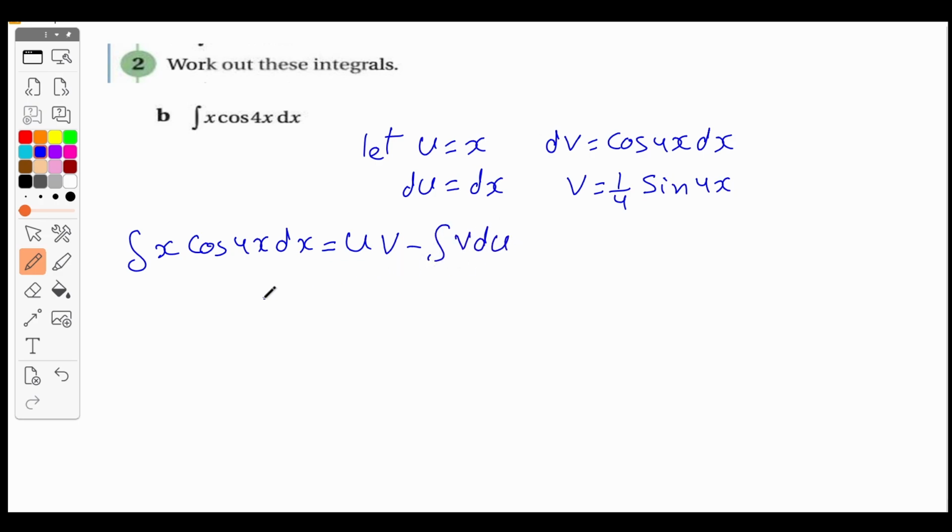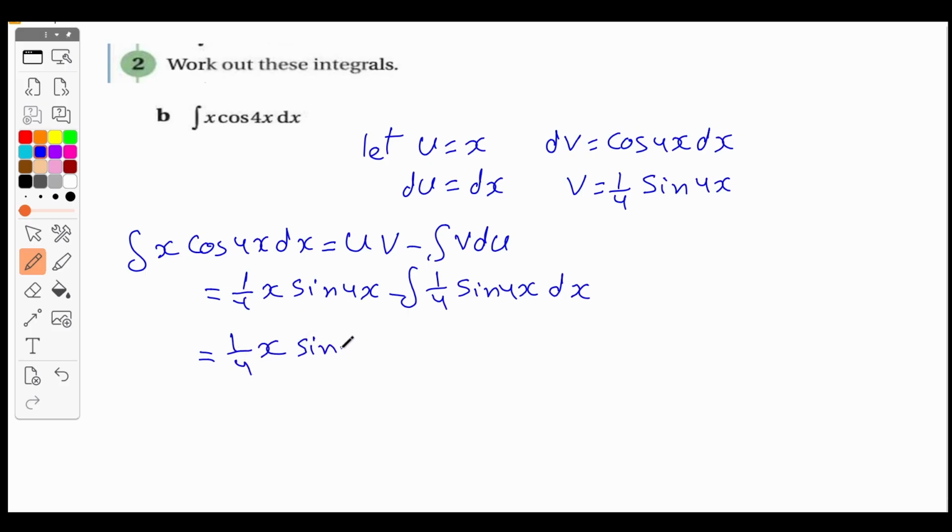Now the integral of x cosine 4x dx equals uv minus the integral of v du. You know this formula will be given in the formula sheet in the final exam. So for uv, we should multiply u by v. So x times quarter sine 4x, so it will be quarter x sine 4x. This is the first part of the answer, minus the integral of v du. This is v, quarter sine 4x, du, which is dx. We need to integrate this one.